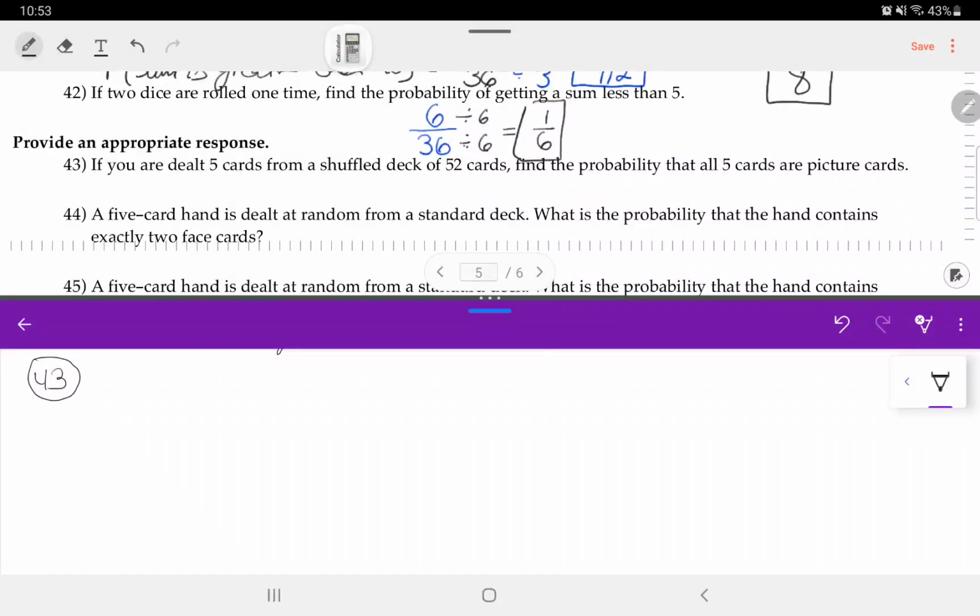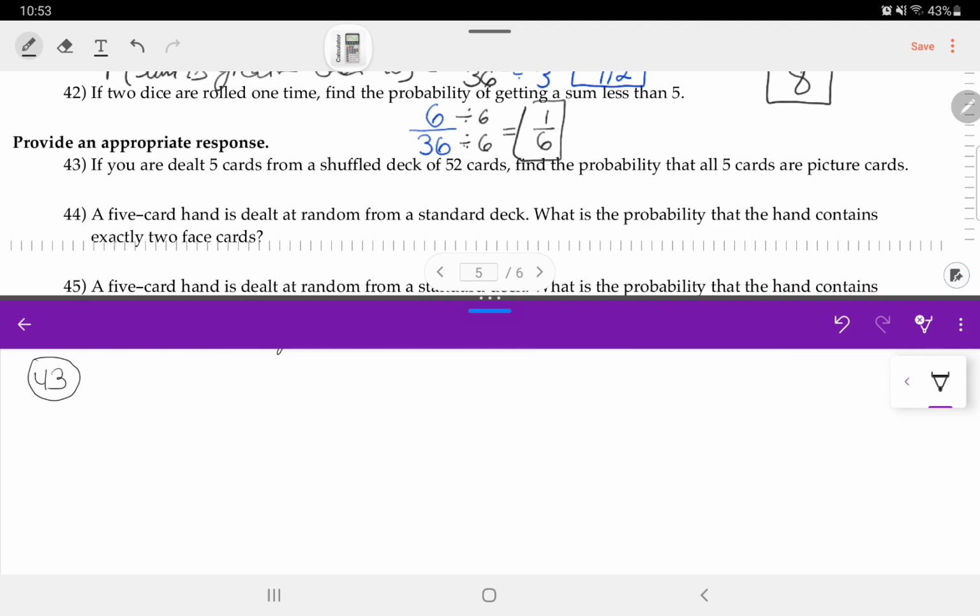All right, guys. In the last video, we're going to go over questions 43, 44, and 45. And I want you guys to analyze the question carefully. It says, if you are dealt 5 cards from a shuffled deck of 52 cards, find the probability that all 5 cards are picture cards.